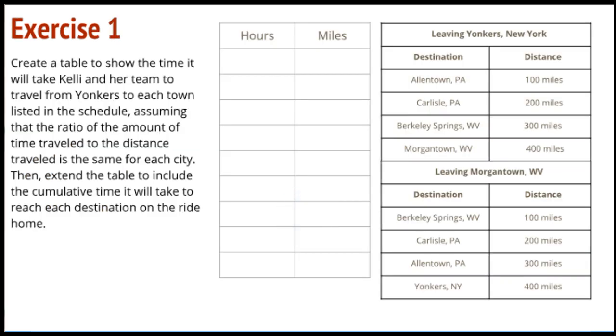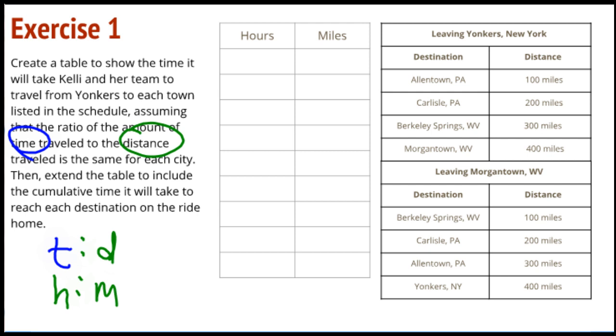So exercise 1, we're going to create a table to show the time it will take Kelly and her team to travel from Yonkers to each town listed in the schedule. We are going to travel at a constant speed. So the ratio of the amount of time to the distance, we're measuring time in hours, and distance is being measured in miles. So the ratio of the hours to miles is going to stay the same. So all the ratios on my table are going to be equivalent.